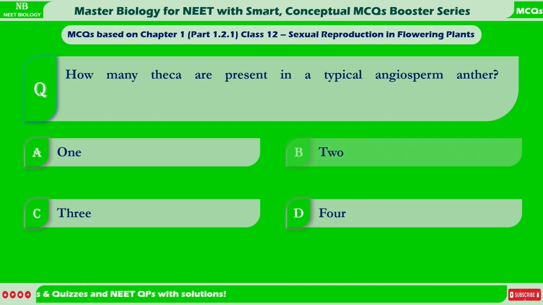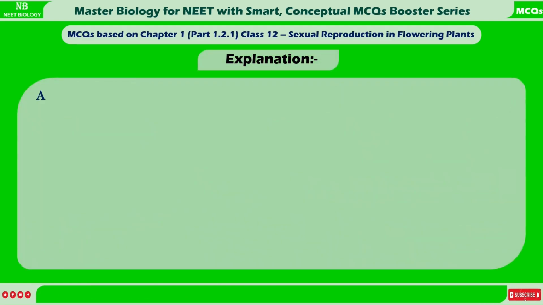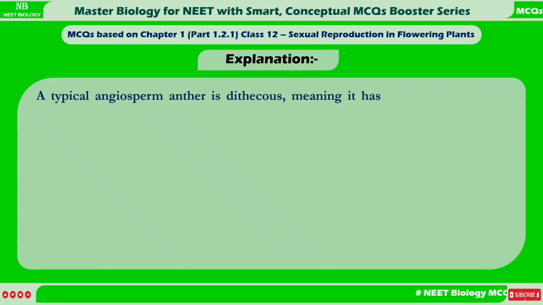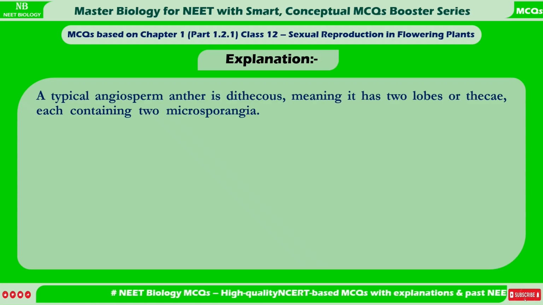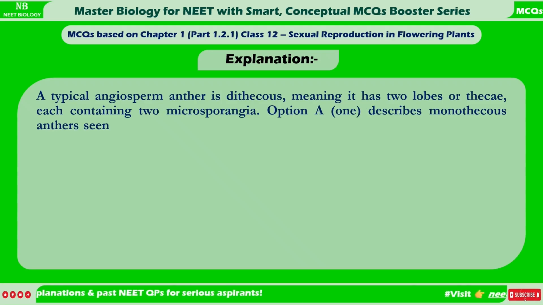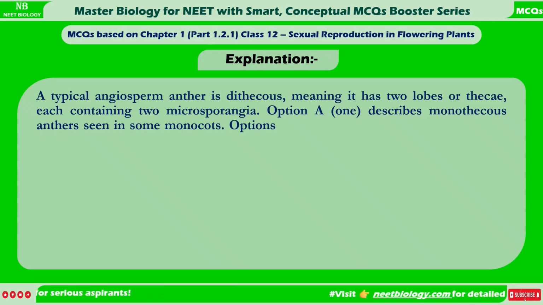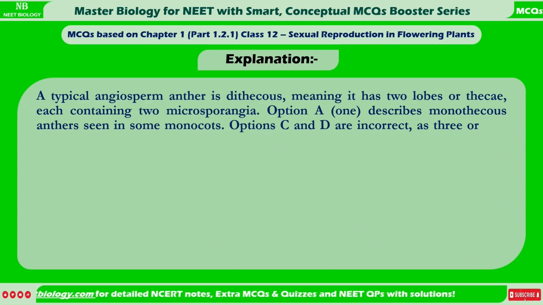Correct answer is B. 2. Explanation. A typical angiosperm anther is dithecous, meaning it has two lobes or thecae, each containing two microsporangia. Option A. 1. Describes monothecous anthers seen in some monocots. Options C and D are incorrect, as 3 or 4 thecae are not typical of standard angiosperm anther anatomy.